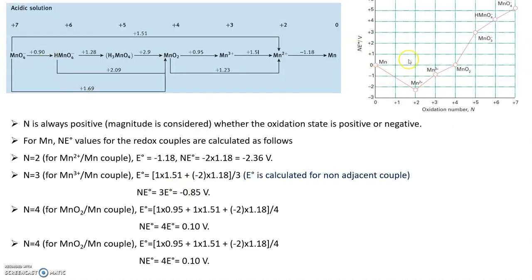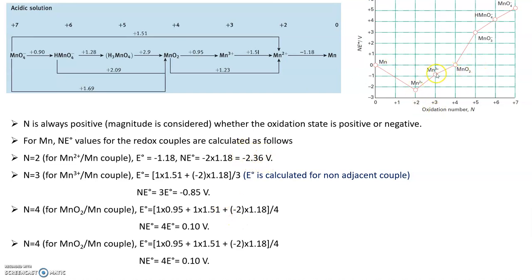Similarly, I have drawn the Frost diagram for manganese in different oxidation states. For manganese, you see 0 to plus 7. These possible oxidation states are there. First of all, I will calculate from 0 to this. The value is obtained to be minus 2.36.